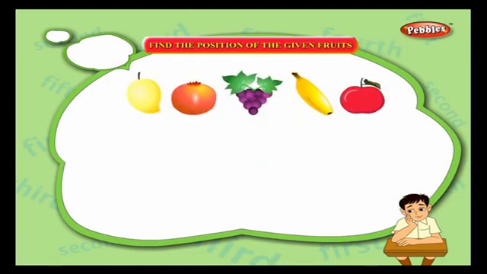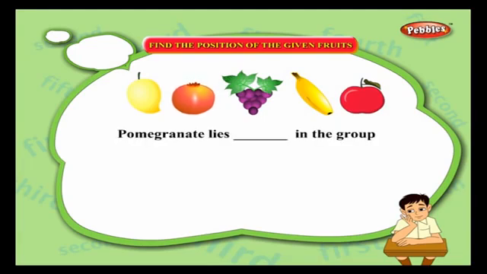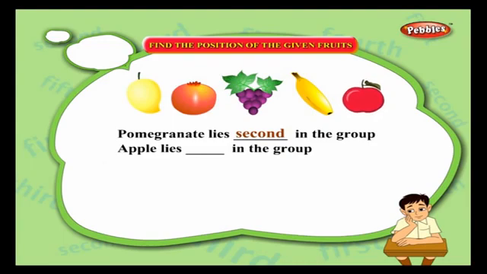Let us now find out the position of the given fruits. Pomegranate lies dash in the group. Count the position. First, second. It lies second in the group. Apple lies dash in the group. First, second, third, fourth, fifth. It lies fifth in the group.